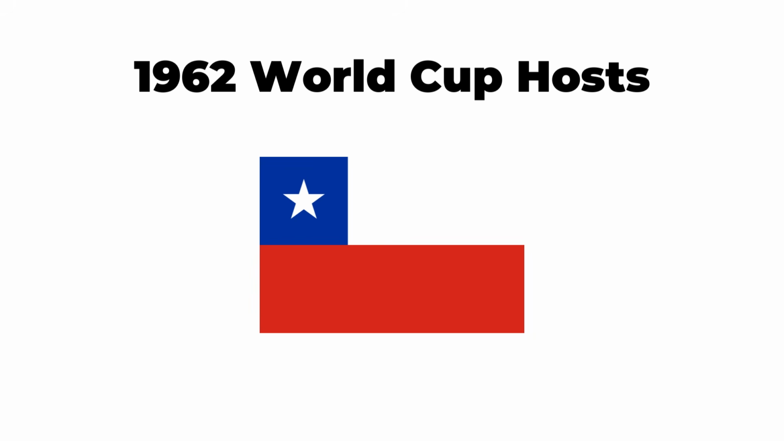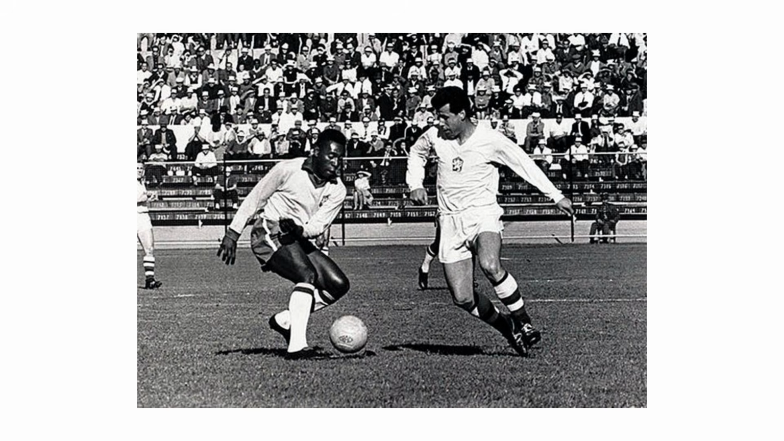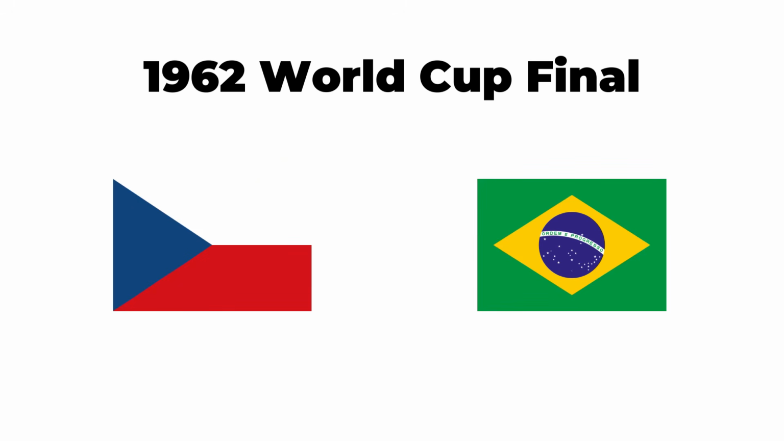This time we're in Chile. Pele was ready to win yet another World Cup with Brazil, but unfortunately he got injured in the second group stage game against Czechoslovakia. Brazil still made it to the final that was played in Estadio Nacional in Santiago. Guess who they met there? Czechoslovakia, the same opponents they had in the group stage.